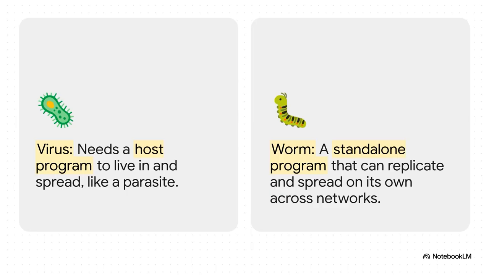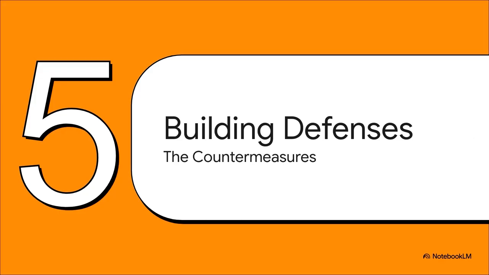It can copy itself and travel across a network all on its own, which can make it incredibly dangerous. All right, we've seen the dangers, we've met the attackers, and we know how they operate. So let's pivot to the most important part. How do we fight back? What are the countermeasures we can actually use to protect our assets?